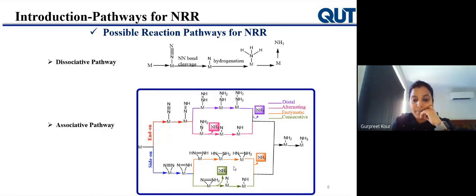In the enzymatic and consecutive reaction pathways, the distal is very much similar to the enzymatic, and alternating is very much similar to the consecutive pathway. So in our work, we studied all these reaction pathways.